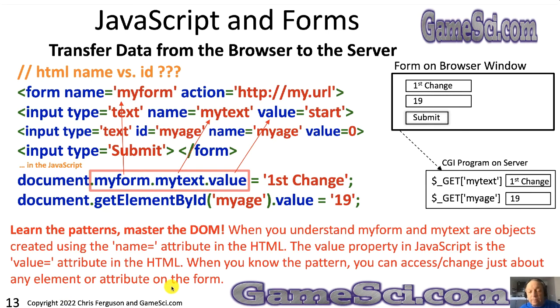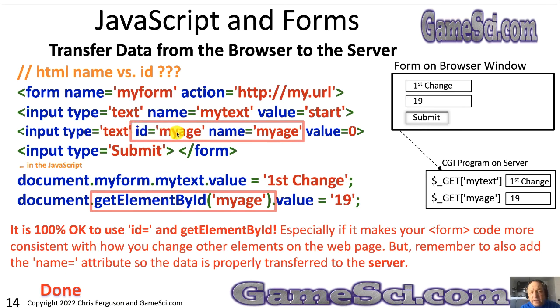attribute on the form. id equals myAge, name equals myAge. getElementById myAge. Clearly we're talking about this attribute. It is 100% okay to use id and getElementById, especially if it makes your form code more consistent with how you change other elements on the web page. But remember to also add the name attribute so the data is properly transferred to the server.